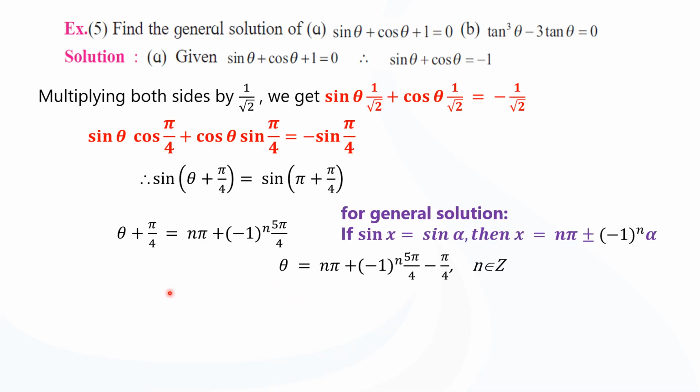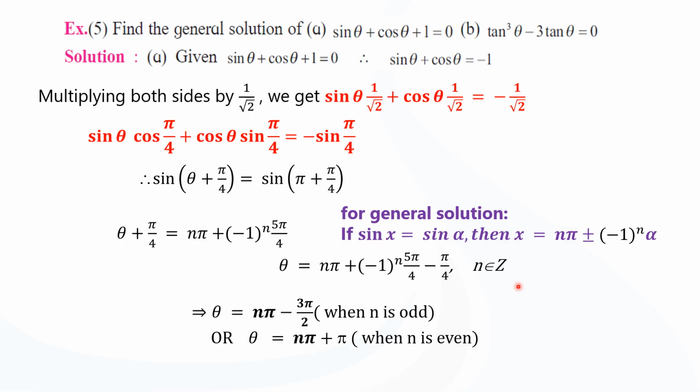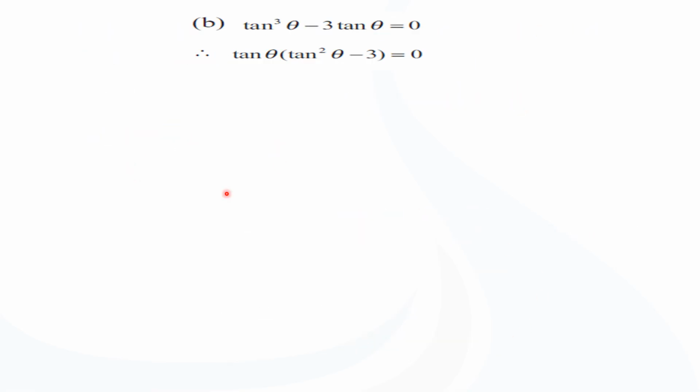So we get this, taking pi by 4 to the other side, theta will be equal to n pi plus minus 1 raised to n, 5 pi by 4 minus pi by 4. So you can stop here saying n belongs to Z, or you can write two solutions, when n is odd and when n is even. Correct?